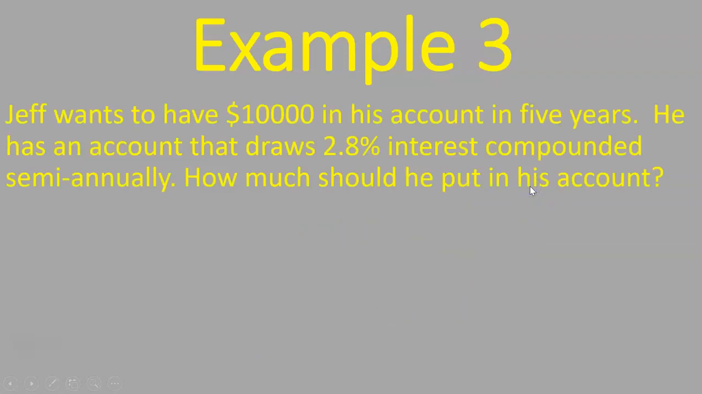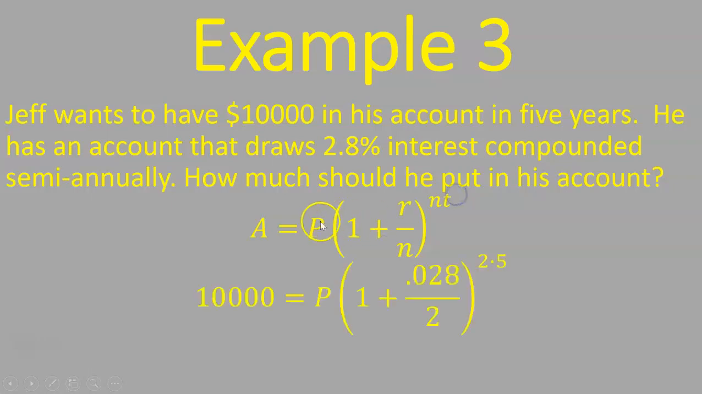Now, we can put a wrinkle here, several wrinkles if you want to. We're going to just put one on this one. Jeff wants to have $10,000 in his account in 5 years. Okay, he wants to have it, which means he doesn't have it yet. How much should he put into his account? Well, this time P is the variable. We don't know how much to start with. We know how much he wants to have, but how much should he start with? Notice semi-annually would be the 2 in this position.